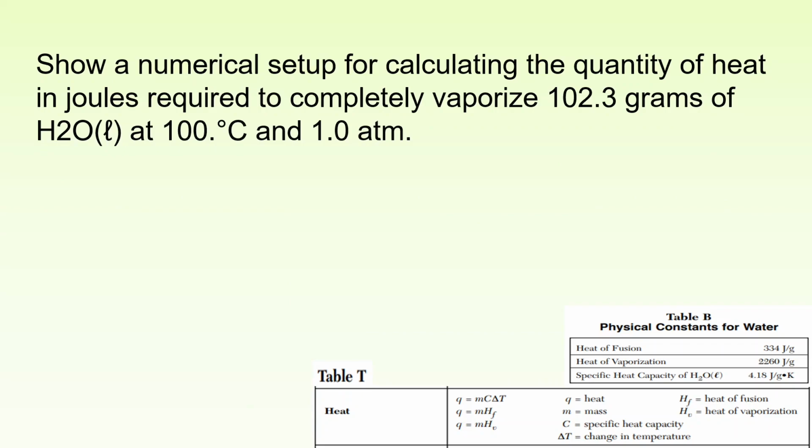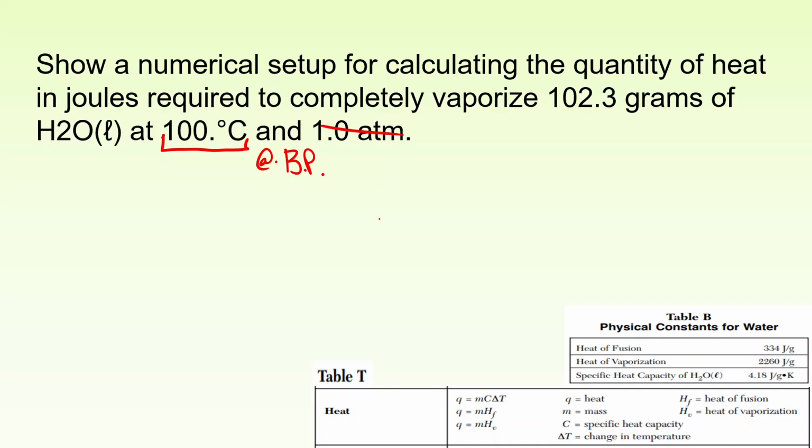So example problem, show a numerical setup for calculating the quantity of heat in joules required to completely vaporize 102.3 grams of H2O liquid at 100 degrees Celsius and 1 atmosphere. So this 100 degrees Celsius just tells us that we're at our boiling point. We don't have to heat it up to get to the boiling point. We're at our boiling point. There is no change in temperature. This 1 atmosphere is distractor stuff. It's just telling us it's under normal pressure.